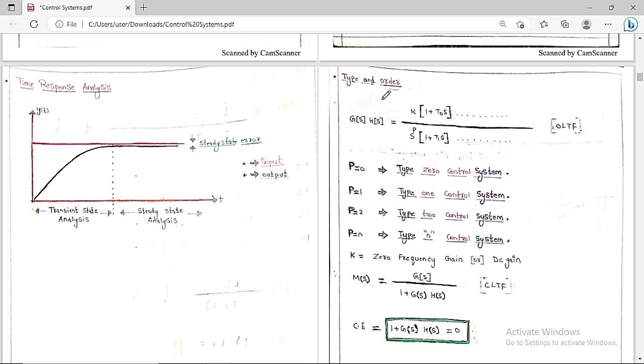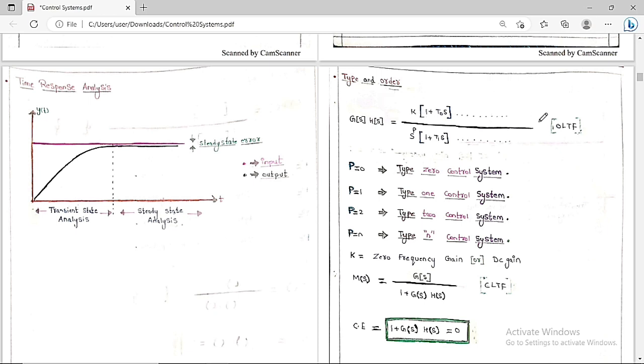So finally I can say: type means, in the open loop transfer function G(s)H(s), the number of poles present at the origin is the type of the system, and order means, in the characteristic equation 1 + G(s)H(s) = 0, the highest power is called the order of the system.